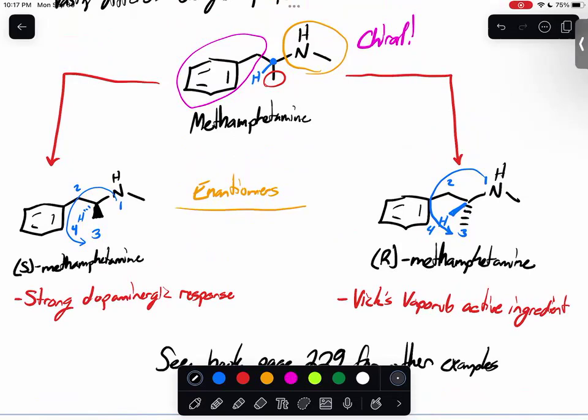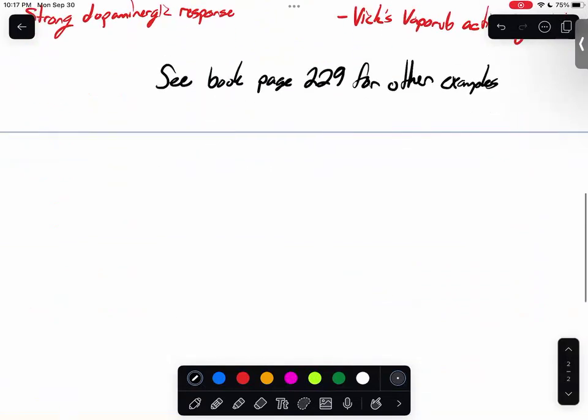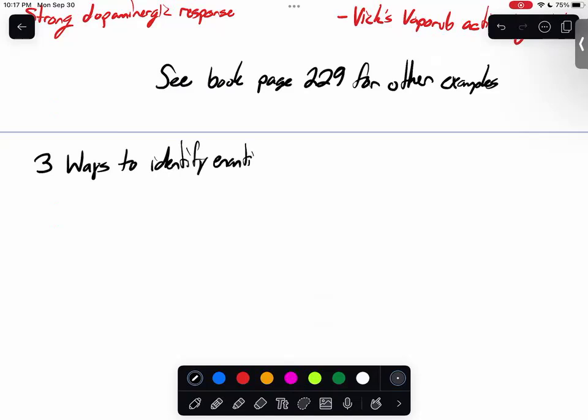Now, that being said, we actually have to keep in mind how we identify some enantiomers, right? And so to do so, we need to start getting used to what enantiomers look like and how we can tell the difference between them. So we're going to look at three ways to identify enantiomers. And we're going to start out with the very simple first way, which is the one that we've been using multiple times, which is checking the absolute configuration.